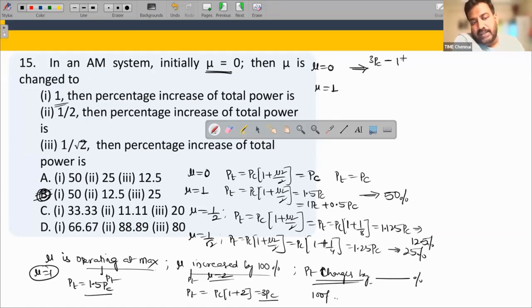Final value minus initial value by initial value into 100. Improvement is 100%. Of course, you might have known this, no?